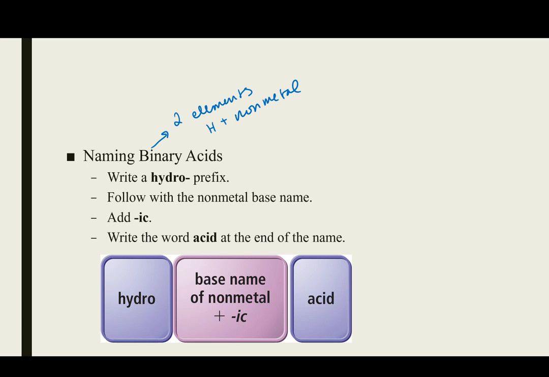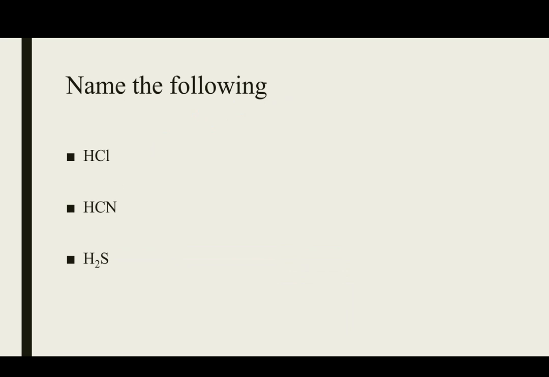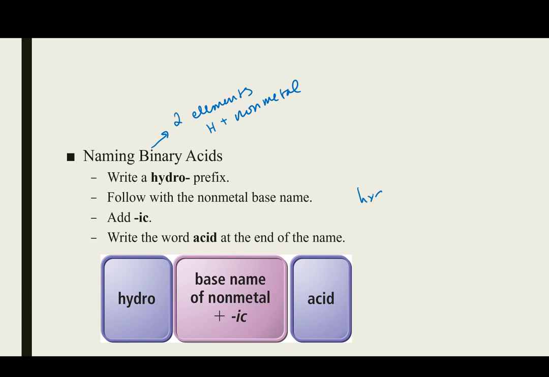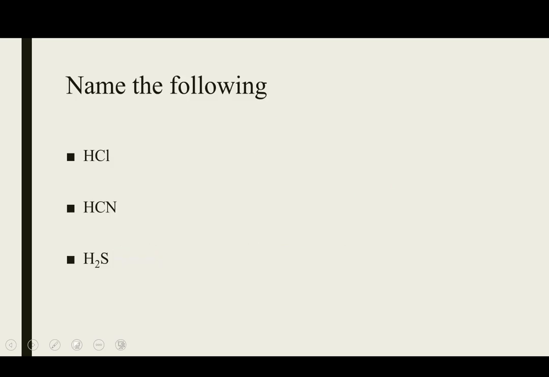So the pattern for that is that you're always going to start with the prefix hydro. You're going to use the nonmetal base name, change the ending of that to ic, and then write the word acid at the end of the name. All acid names end with the word acid. So the pattern is hydro blank ic acid, and you fill in that blank with whatever your nonmetal is. So if we were naming HCl, hydro blank ic acid, and you fill in that blank with your anion, which is chlorine. So this becomes hydrochloric acid.